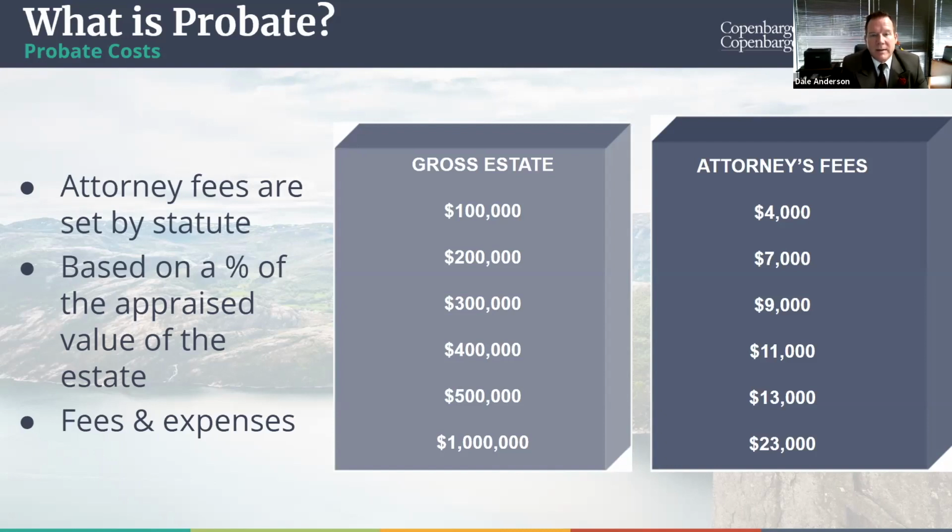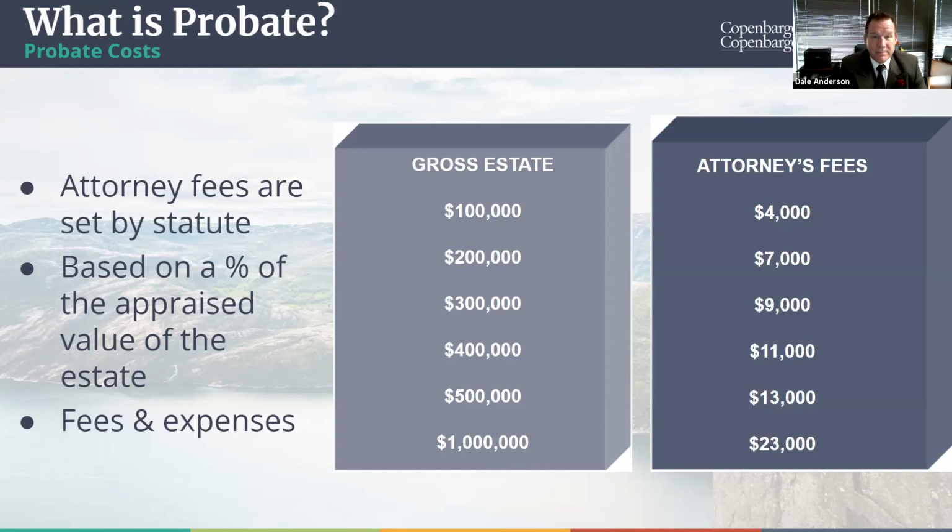It's 3% of the next 100,000 and then 2% of the next 800,000. So we've got here a chart showing that at a simple estate of $100,000, the attorney fee set by statute is $4,000. If you have a probate estate of $200,000, the attorney fee set by statute would be what? $7,000. So the result is that in a simple estate of $1 million, you're looking at attorney fees of $23,000 set by statute. And when we talk about an estate of $1 million, in California, that is not very unusual.